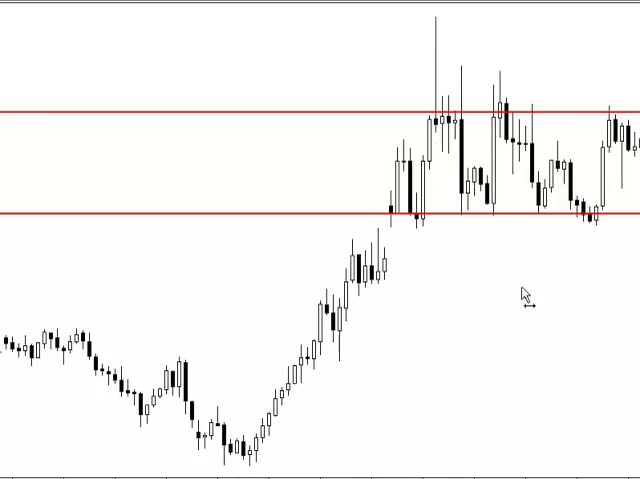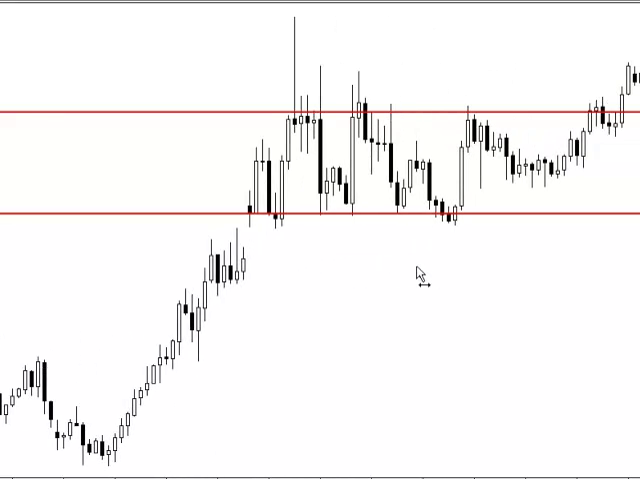Now, if we just have a look at this level, it turns out that it was pretty important. It acted as support, and we did bounce, and my entry was here, and I did get taken out at break even. Okay, and who knows what might happen from now? We might go lower, and it might turn into that big winner that I might have had, but the amount of times that I've been stopped at break even, and that stopped me from having a loss, is a lot of times. It saved me so much money.